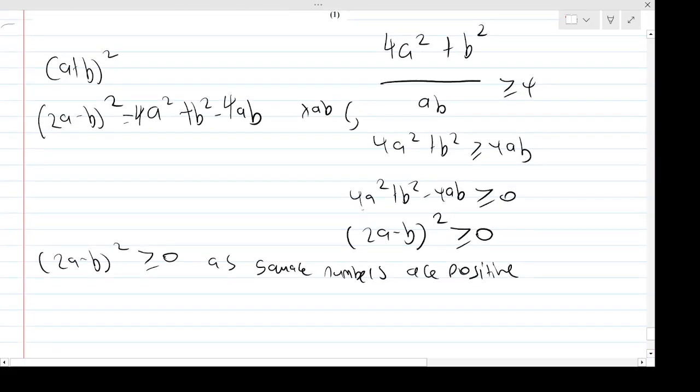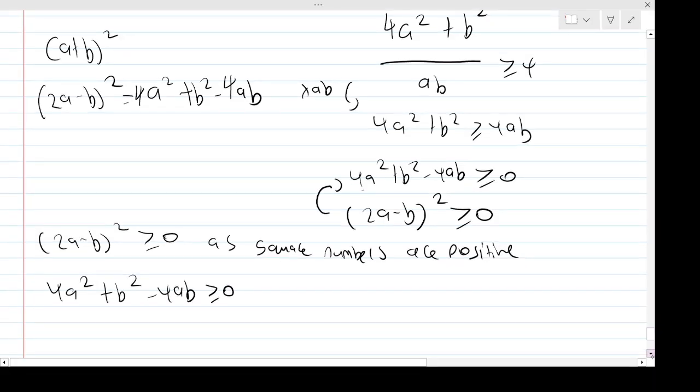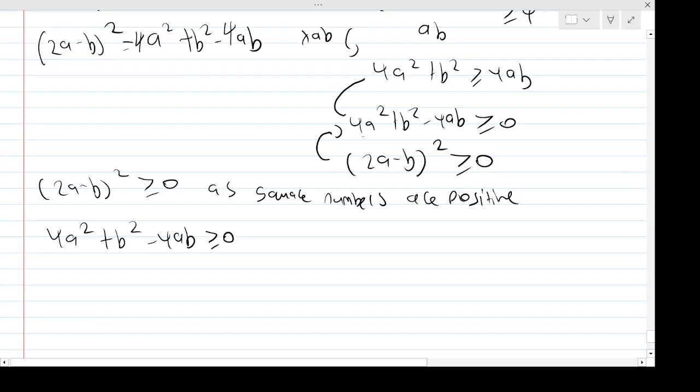So then we kind of just reverse back then, right? So then we expand the brackets to get 4a squared take away 4ab plus b squared is still greater than or equal to 0. So we expand the bracket. Then we go from here to that step.